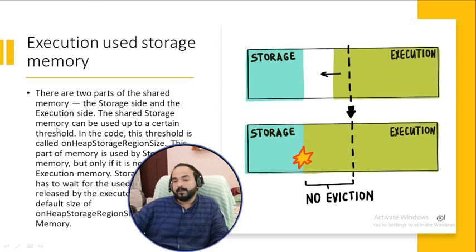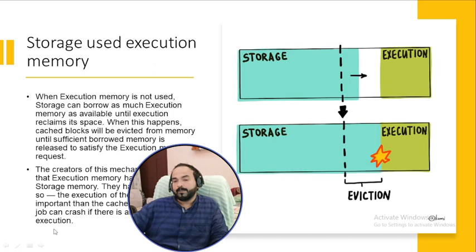And the shared storage memory can be used up to a certain threshold. In the code, this threshold is called the on-heap storage region size. You can fix this property. This part of memory is used by storage memory, but only if it is not occupied by execution memory. Storage memory has to wait for the used memory to be released by the executor process. And the default size of the on-heap region is set by default for storage memory. And the same applies to the execution side.